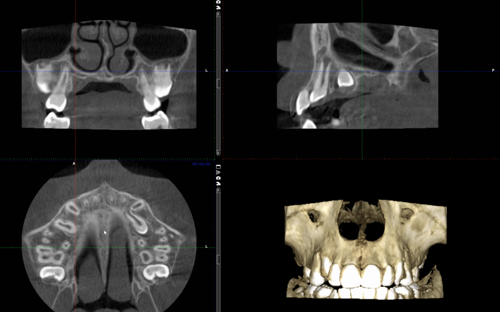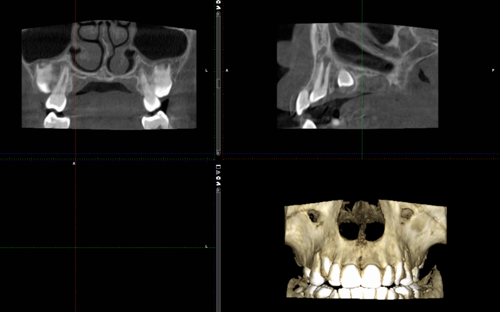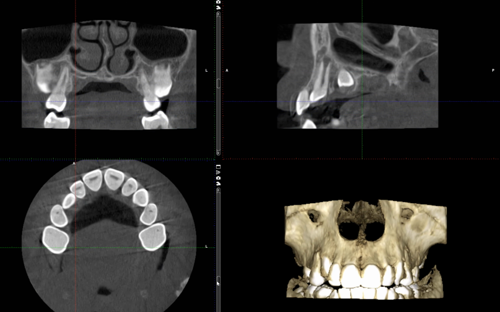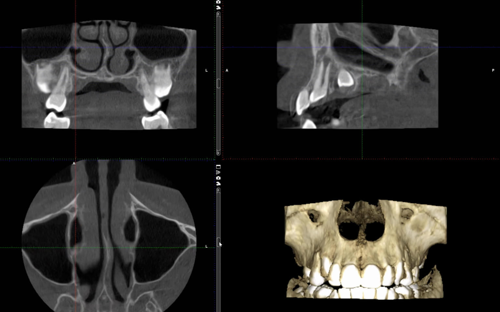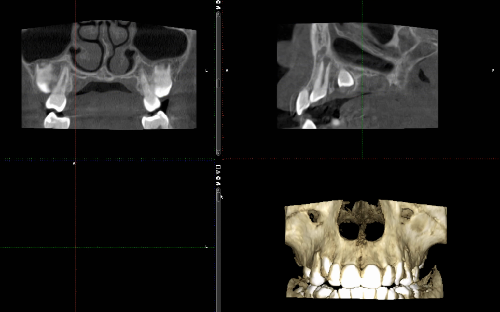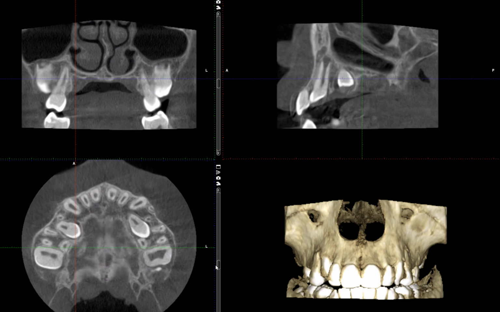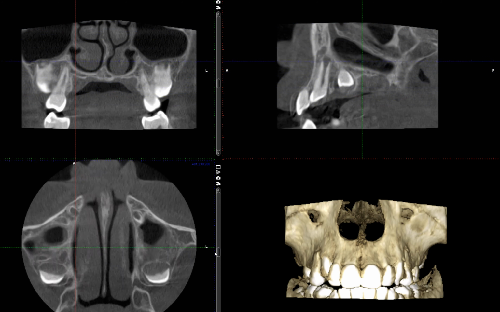Here's a cone-beam CT scan of the patient, and as you know, I like to look at the scan through the axial slices first. For those of you who have not looked at a lot of cone-beam CT, don't worry about it. I'll take you through the scan step by step.